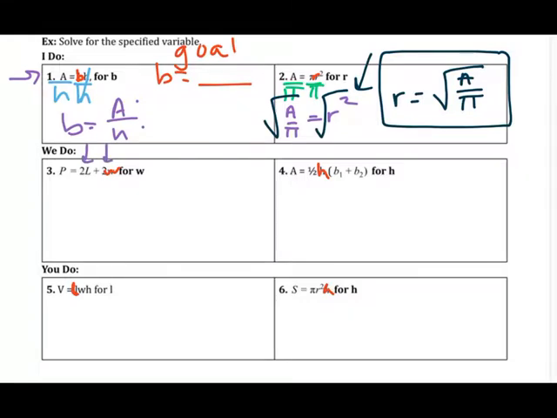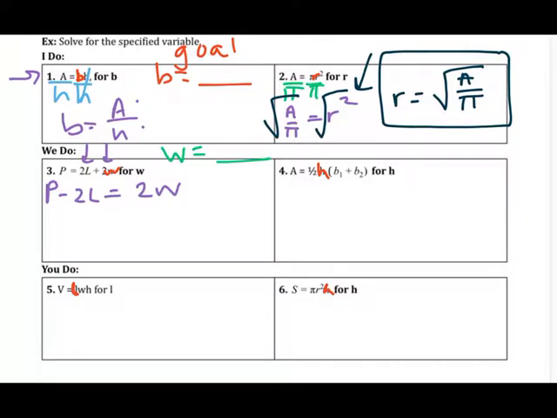Just like when we're solving an equation, I want to get rid of the stuff that's not connected to my variable of interest, in this case w, first. So I'm going to subtract 2L on both sides. So I'm going to have that p minus 2L equals 2w. Now w, my goal is to get w equals and then everything else on the other side.